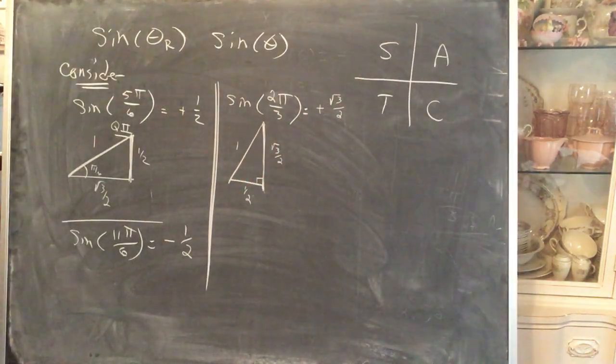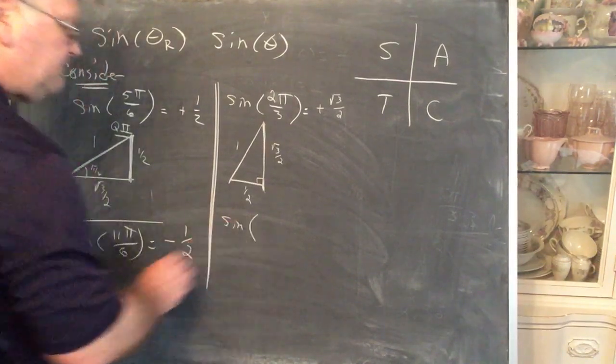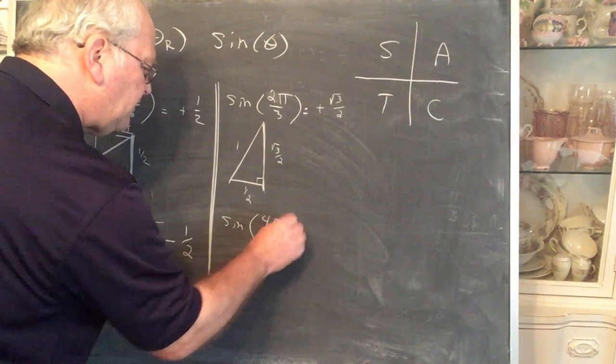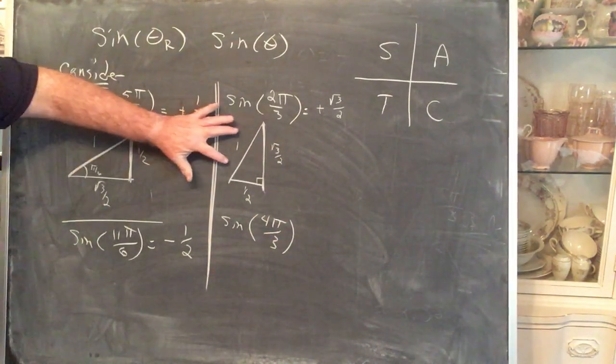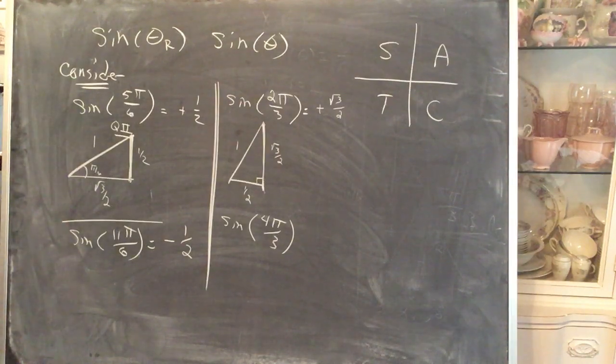So sine of 2 pi over 3 is square root of 3 over 2. Let's try sine of, let's do 4 pi over 3. Same triangle, but what quadrant are we in? The reference angle family for pi over 3, that's why that's important to have in your mind. The reference angle family for pi over 3 is pi over 3 in quadrant 1.